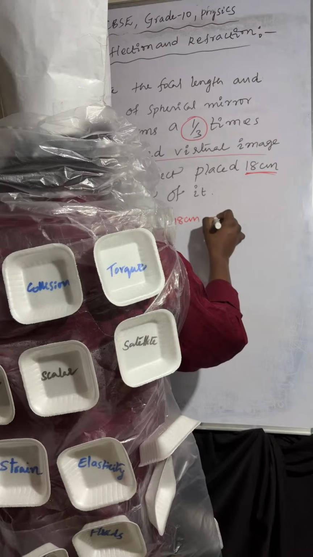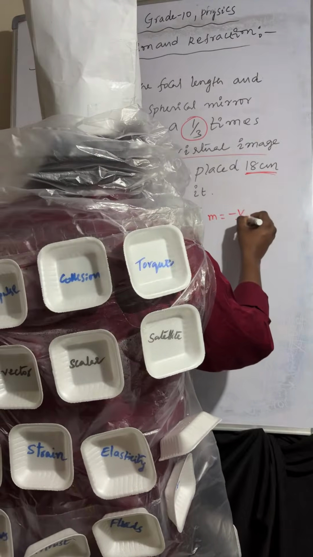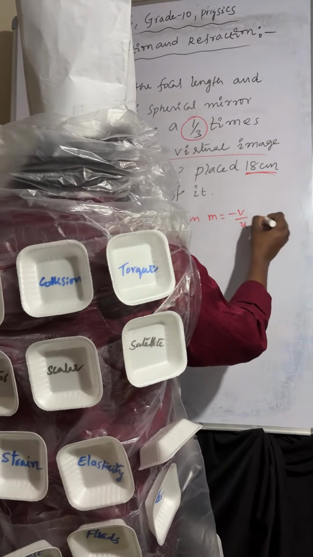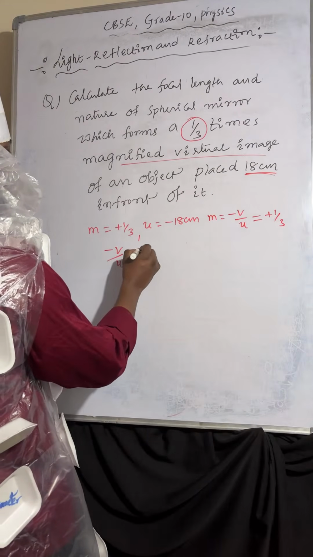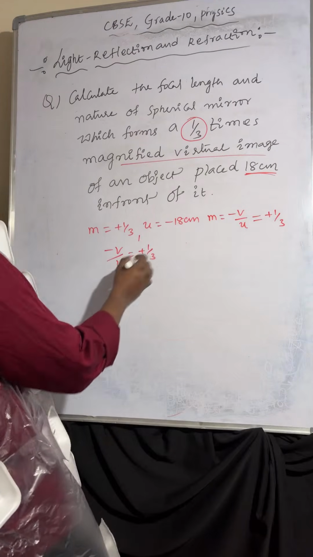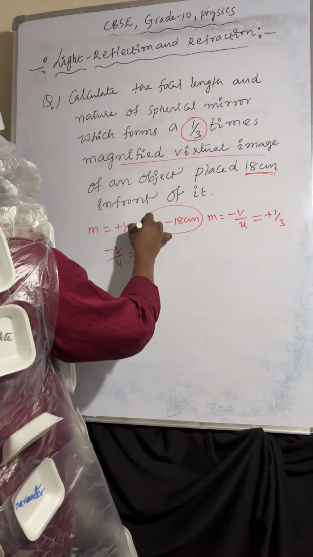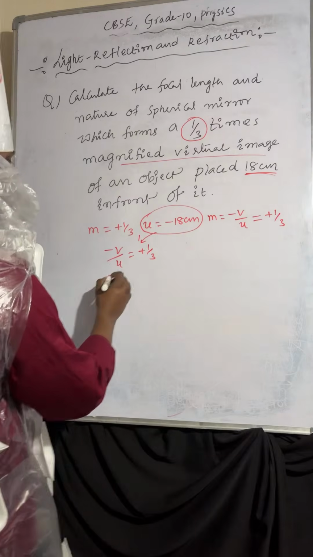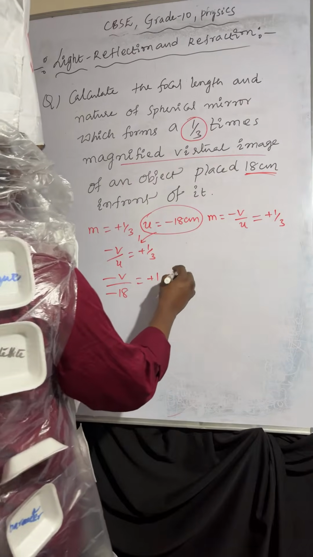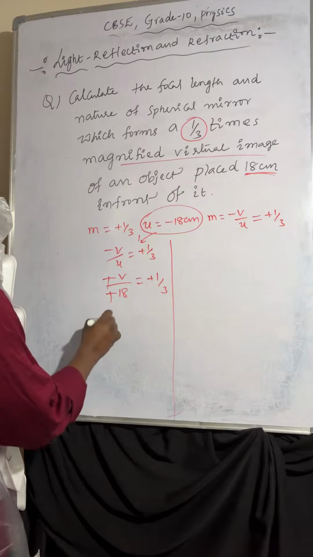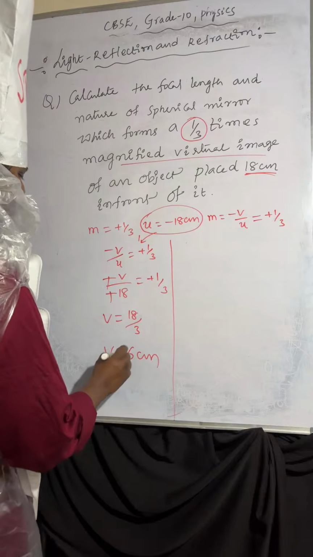So we can use the formula m equals minus v by u, which is equal to plus 1/3. Substitute the u value here: minus v by minus 18 equals plus 1/3. From this you'll get v equals 18/3, that is 6 centimeter. So v is a positive value.